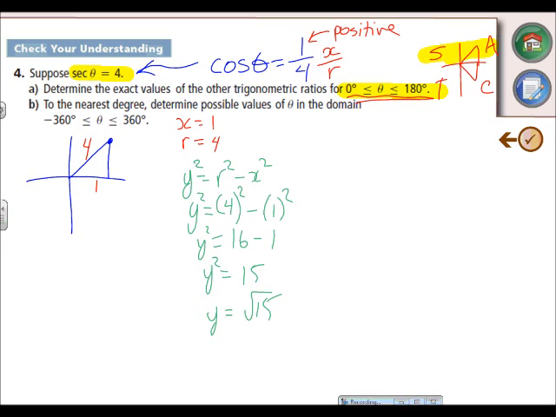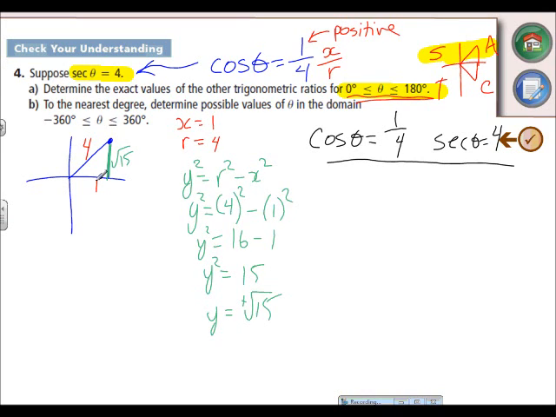But it could be positive or negative. So I have to look at my drawing to decide, am I using positive root 15 or negative root 15? The y value could be positive or negative. And we're going up, so it's the positive version of it. Put that on there. Now I can do all of my six. Cos of theta, I know what that is. That's 1 over 4. And the secant, I know what that one was, and that was 4. They gave it to us, so we need to do the other ones.